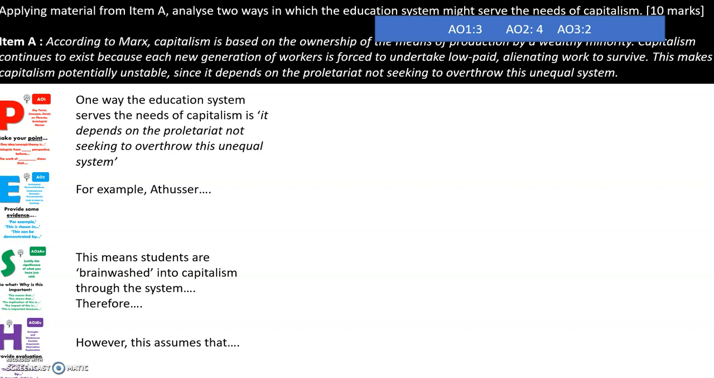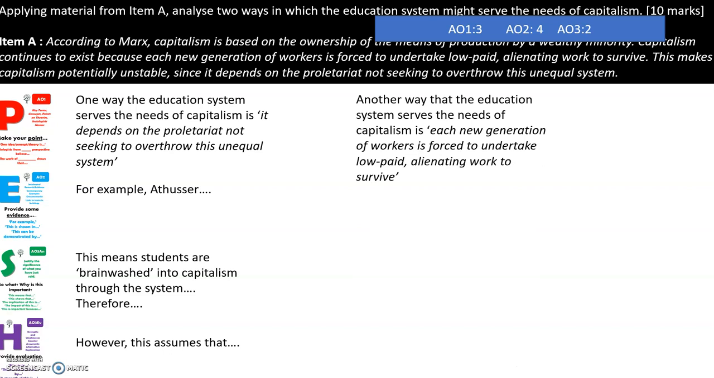But then I'd criticise it, because you can also get AO3 marks here from developing an evaluation point. So, it assumes that individuals are passive and that we can't see that we're being brainwashed, for example. And then my second point would come from the quote that's actually above that. I just felt that the second point actually allowed you to make the point clearer. But each new generation of workers forced to undertake low-paid, alienating work.